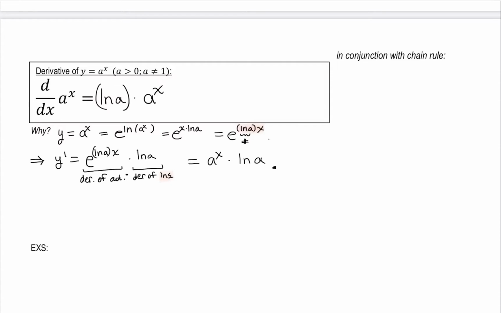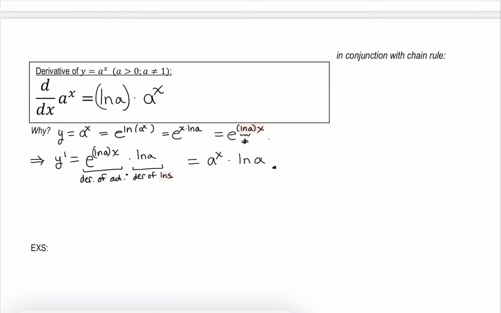Notice that this would work for e to the x. This is the more general rule. If you think about the derivative of e to the x with this more general rule, it would say it's natural log of e times e to the x. Well, natural log of e is 1, so that would still work. So this is the more general rule.